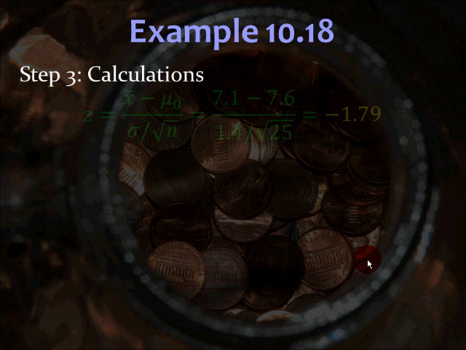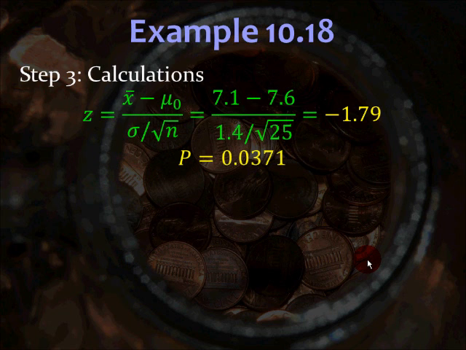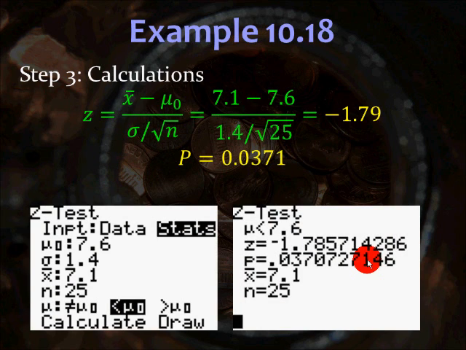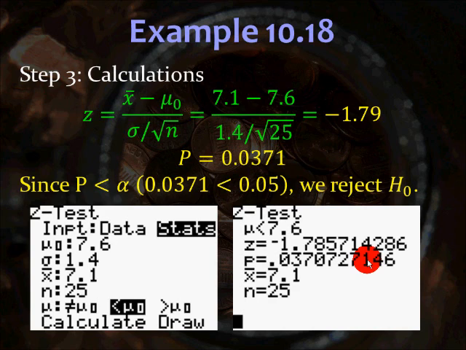Alright, let's take a look at some calculations. These are pretty simple at this point. You get a z-value of negative 1.79 with a p of 0.0371. The calculator screen caps are below. And so, since our p-value is less than the alpha level of 0.05, we're going to reject the null hypothesis.